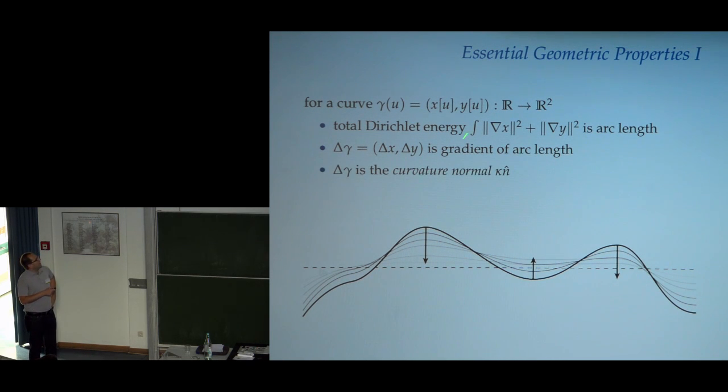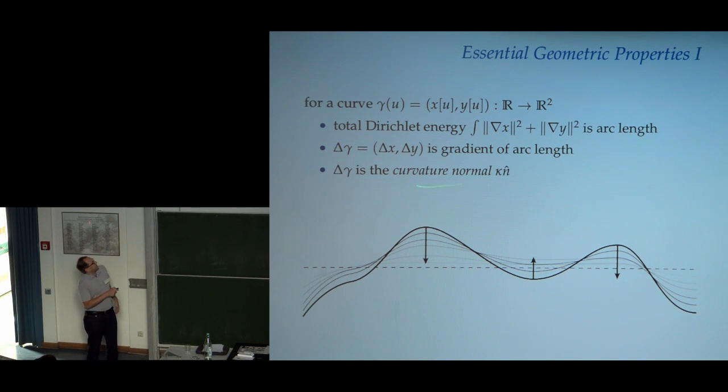And intuitively, this is related to the curvature of the curve. If I look at this curve here, and I want to decrease the arc length as much as possible at a point, what I want to do is, at highly curved regions, I want to move the curve large distances. And at zero curved regions, I don't want to change the curve at all.